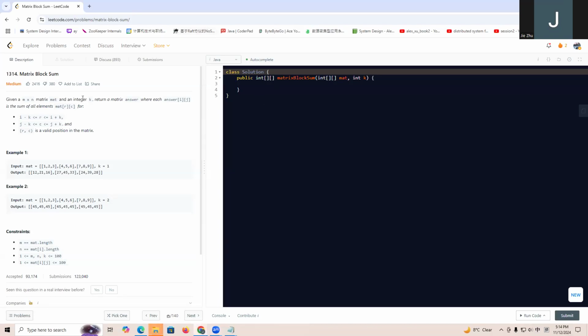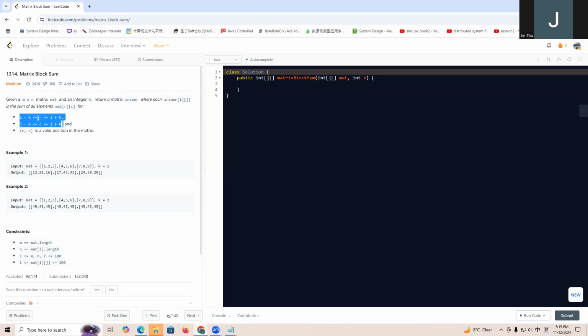Let's talk about 1314 Matrix Block Sum. It gives us a two-dimensional array mat and an integer k. Let's return an m by n matrix, with row count m and column count n, where each answer[i][j] will be the sum of those elements in the block.